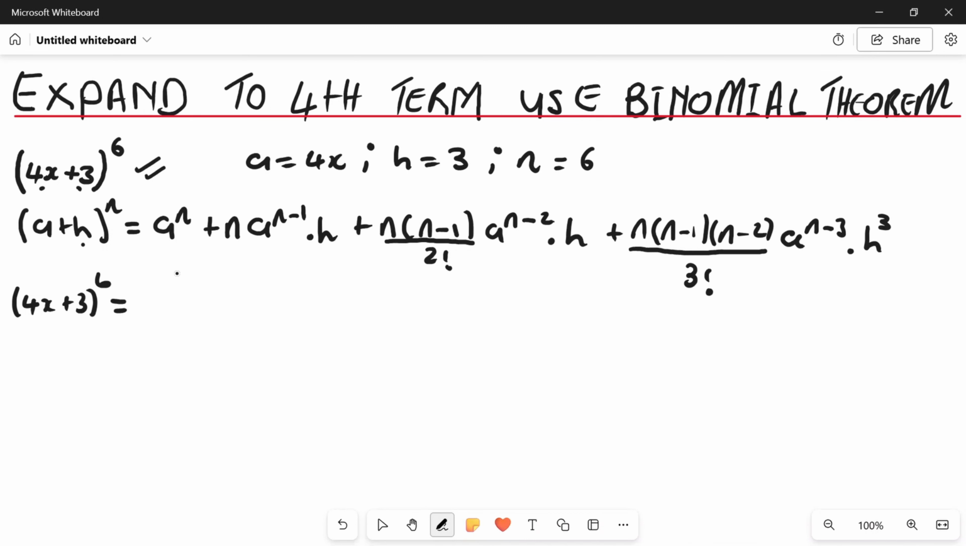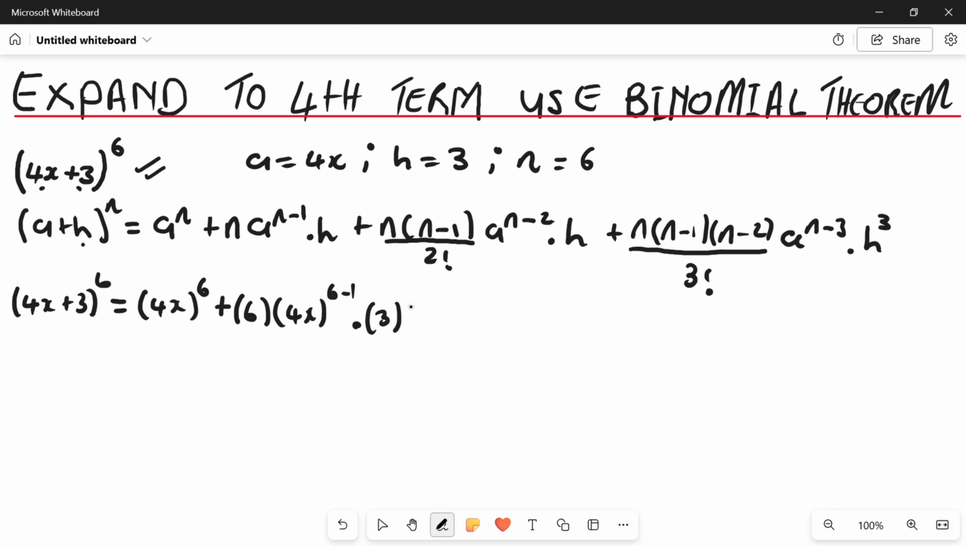Right, let's start. Remember, a is 4x. So wherever there is a, we put 4x there to the power of n, which is 6 in this case. Right, the first term we are done. Plus, now our second term, our n, it's our exponent there, which is going to be 6 multiplied by a, which is 4x to the power of n minus 1, which is 6 minus 1, multiplied by h. Our h in this case is going to be 3. There we go. Second term done.